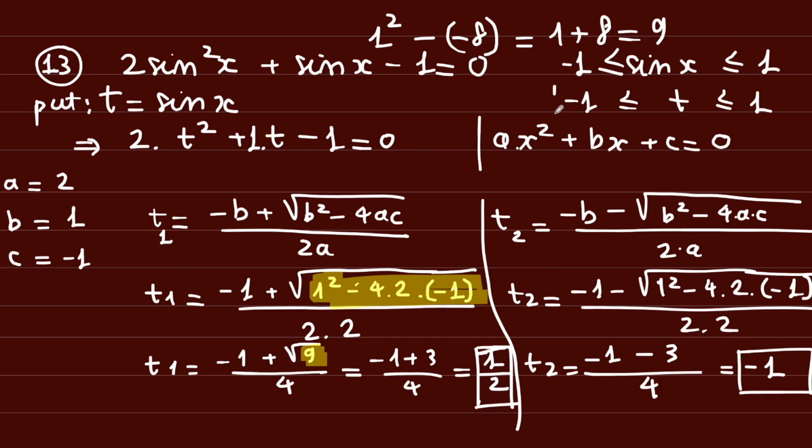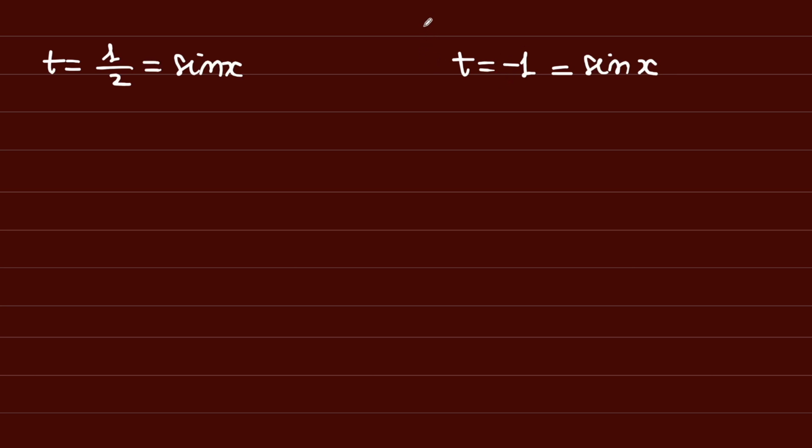So look at the domain of t in here. The domain of t is minus 1 and 1, so for these two solutions, I can take both of them. Okay. So t equal to 1 over 2, and the second is t equal to minus 1. And what is t? t equal to sine h, that's why you got sine h equal to 1 over 2, and the same idea with sine h equal to minus 1.